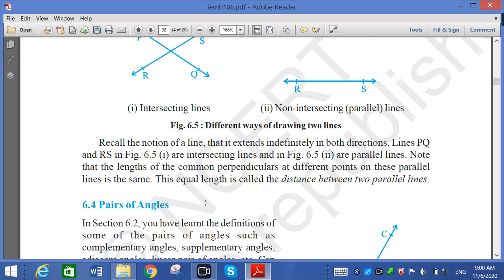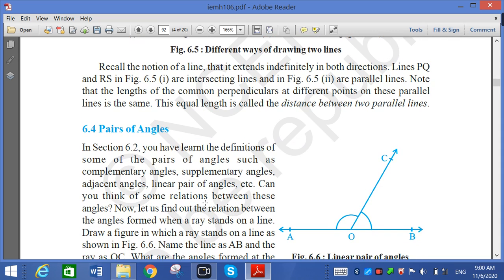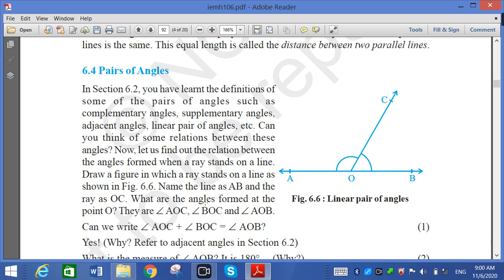Now the next topic is pairs of angles. We discussed pairs of angles in the last lecture: complementary angles, supplementary angles, adjacent angles, linear pair of angles, and vertical opposite angles are also a pair. These are types of pairs of angles. In complementary angles, the sum of the two angles is 90 degrees.